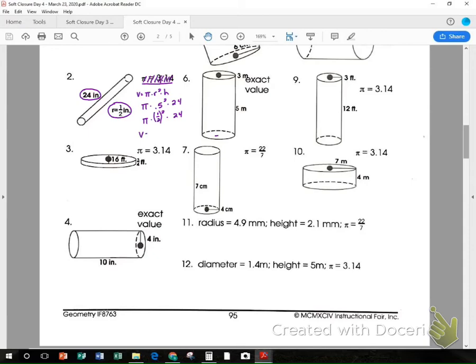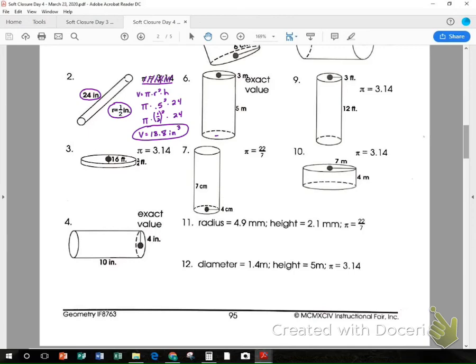So the volume of this thing is 18.8 inches cubed because of volume. I feel like I've said that a bunch of times. That easy, man. That easy.